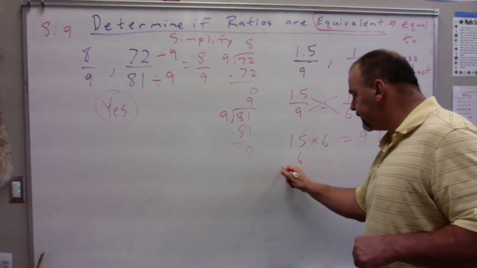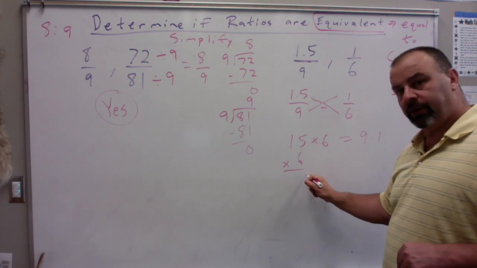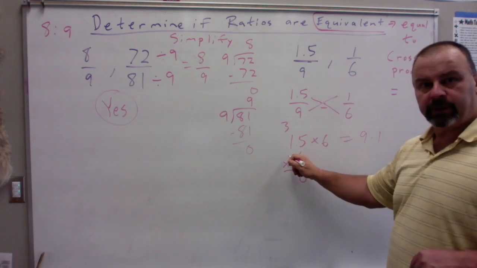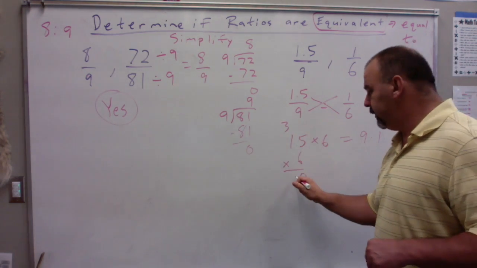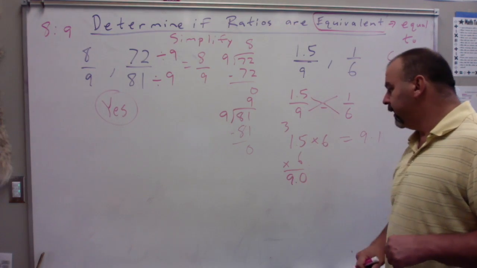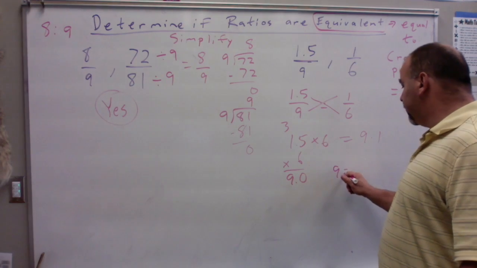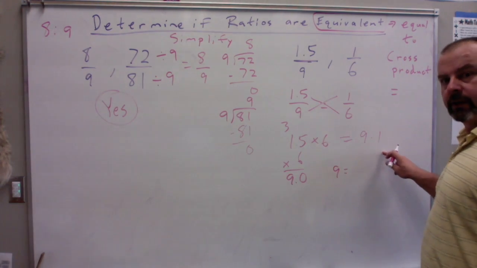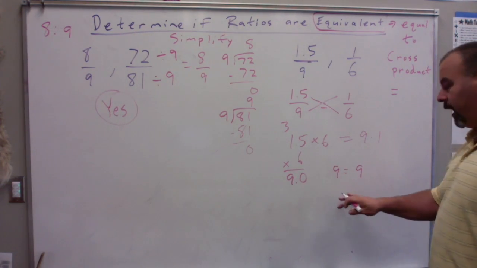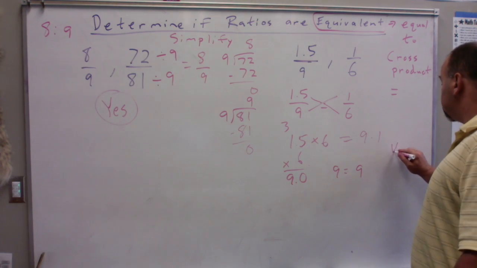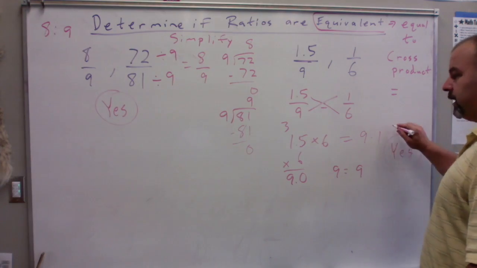1.5 times 6, if we do this, 6 times 5 is 30. Put down the 0, carry the 3. 6 times 1 is 6, plus 3 would be 9. So this side is 9 over here. What's 9 times 1? 9. Are these two equal to each other? Yes, they are. So these two would also be equivalent.